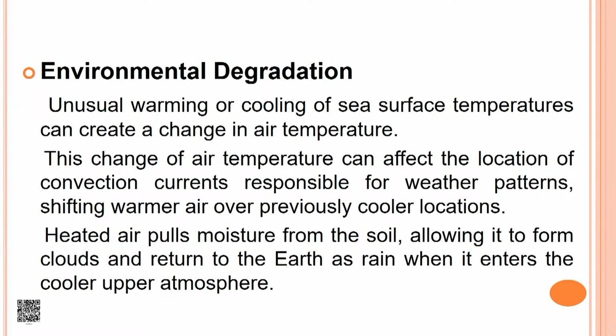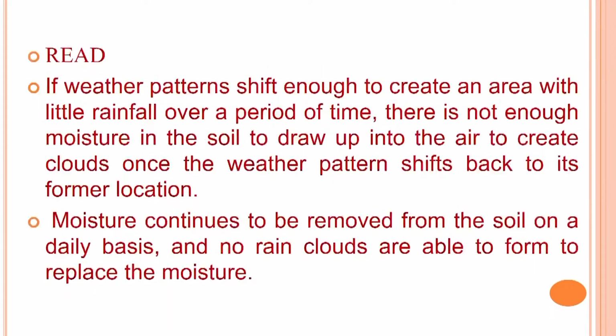Unusual warming or cooling of sea surface temperature can create a change in the air temperature. This change of air temperature can affect the location of convection currents. Those are responsible for weather patterns, shifting warmer air over previously cooler locations. Heated air pulls moisture from the soil. It allows clouds to form and return to the earth as rain when it enters the cooler upper atmosphere.